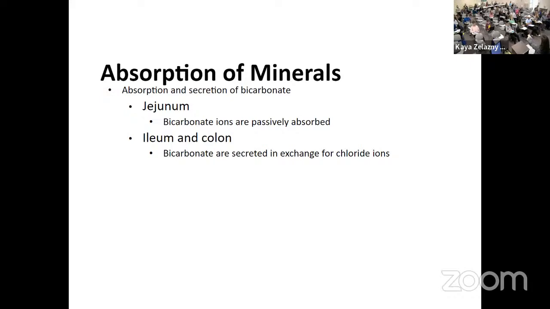So when you eat something with a bunch of baking soda in it, for example, that's a source of bicarbonate. It goes through your mouth, your esophagus, your stomach, and in your jejunum, it's going to start to be passively absorbed. When we're in our ileum and our colon, we are going to be exchanging some of those bicarbonate ions for chloride ions. So that's an additional way that we get chloride into our body, in addition to moving it along with the sodium.